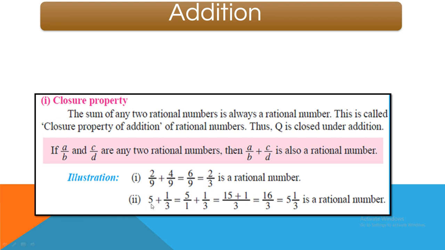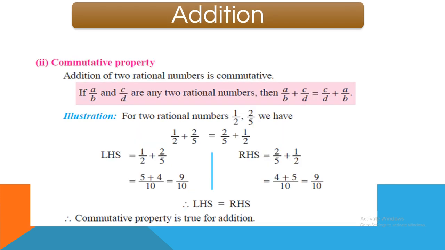Same way, we know that 5 is a rational number. 1 by 3 is a rational number. The denominator is not the same, so when we add them by taking the LCM, we get another rational number, 16 by 3. In mixed number it is 5 1 by 3. It is also a rational number. So if we add two rational numbers, we will get another rational number. So we say that the set of rational numbers is closed with this property.